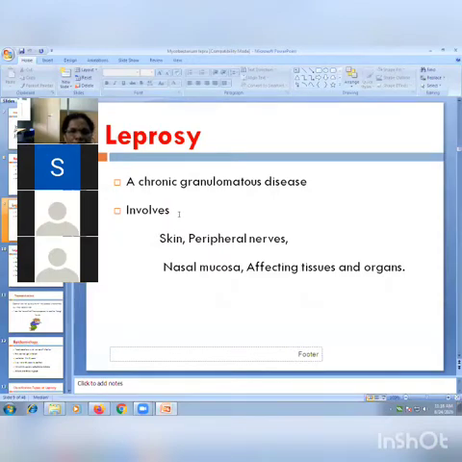caused by Mycobacterium leprae bacilli. That disease is called as leprosy. This is a chronic granulomatous disease. Means the lesions are produced on the body, soft tissues get infected. Due to that, you can see the lion type of face of the person. Due to loss of the soft tissue, the nose gets lost.